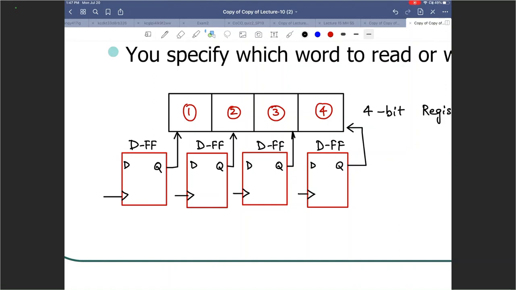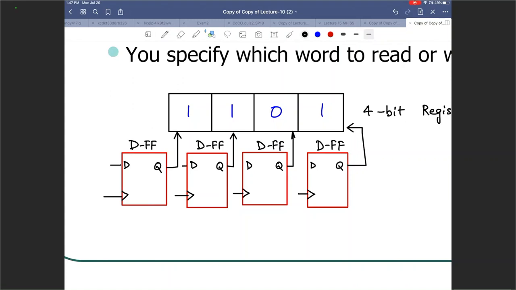So if I wanted to change, for example, the content of bit 1, what should I do? Say I wanted to make bit 1 equal to 0, the bit in position 1. How do I do it? Well, it's a D flip-flop. Let me start off with 1, 1, 0, 1. I want this to be the contents of my 4-bit register. What should I do? Well, I have to do these things.